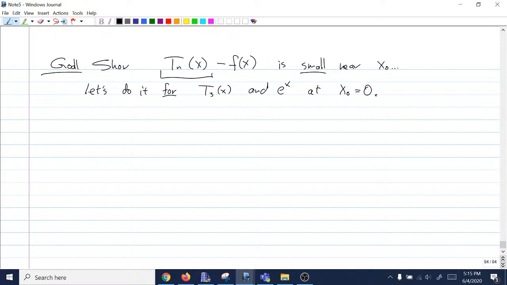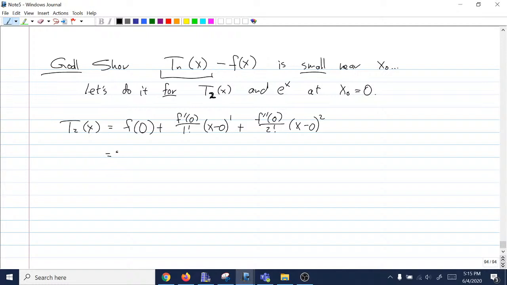So we're going to think about the third Taylor polynomial. Nope, we're not. We're going to think about the second Taylor polynomial of e to the x at x naught equals 0. So T2 of x is defined to be f of 0 plus f prime of 0 over 1 factorial, which is 1 and doesn't do anything, times x minus 0 to the 1, plus f double prime of 0 over 2 factorial, times x minus 0 to the 2.